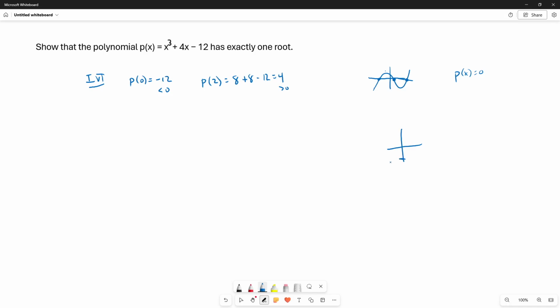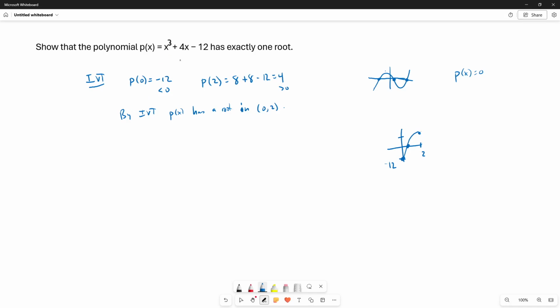P of 0 was negative 12, so this point is on the curve. P of 2 was equal to 4, so this point is on the curve. Connecting them with a smooth curve, we see that there's a root. So by the IVT, p of x has a root somewhere between x equals 0 and x equals 2. So we'll say that it has a root in the open interval from 0 to 2. Somewhere in that interval there is a root.